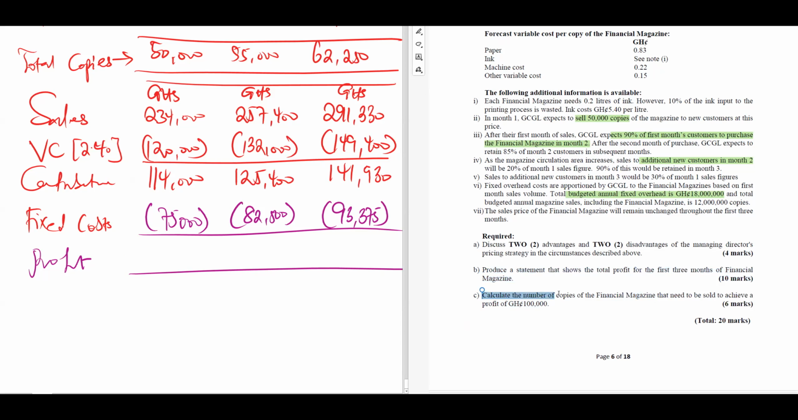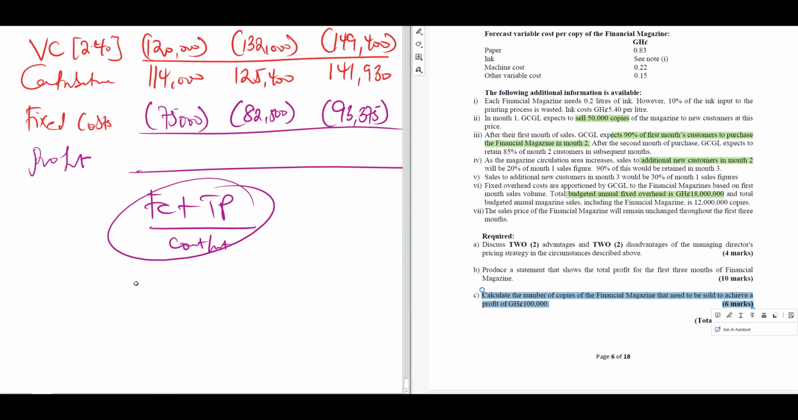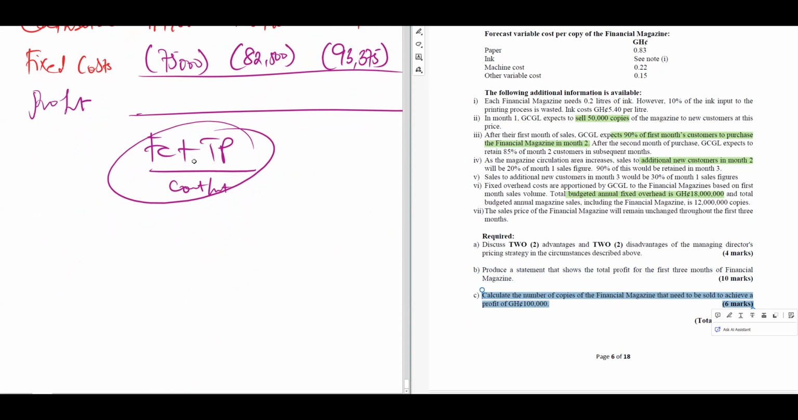Because this one says number of copies to be sold to achieve a profit of 100,000. Which we know, straightforward, is the fixed cost plus the target profit, all over what? Contribution per unit. Remember, is that not so? So this one you could have gotten your 6 marks straightforward, and here you would have laid down your figures instead of doing the profit. Calculate means some 4 marks. It's all part of exam technique.